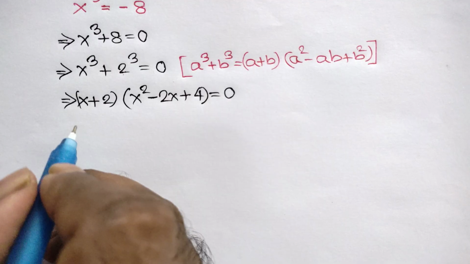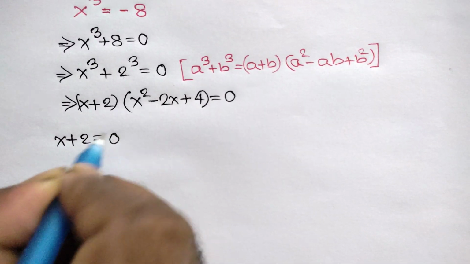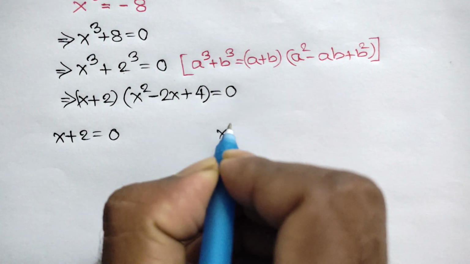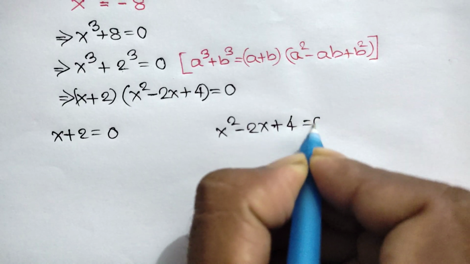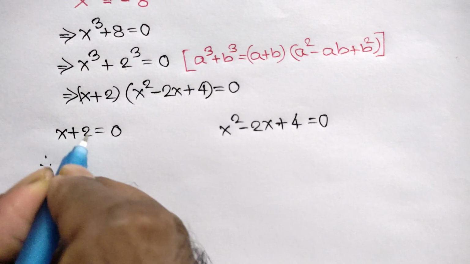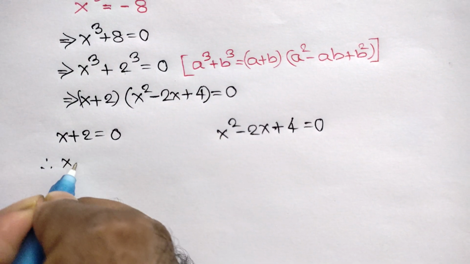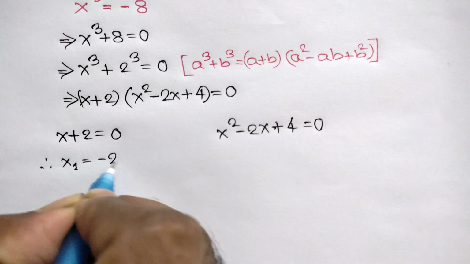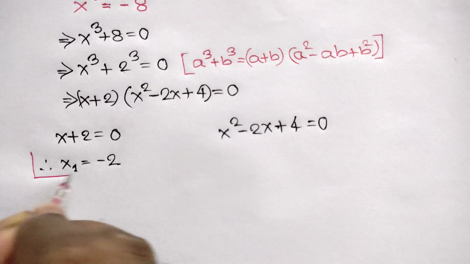Then from here we have two cases, so we can write here x plus 2 is equal to 0 and x square minus 2x plus 4 is equal to 0. Now here, taking this positive 2 to the right side, we will get the value of x1 is equal to negative 2, and it is our first value.